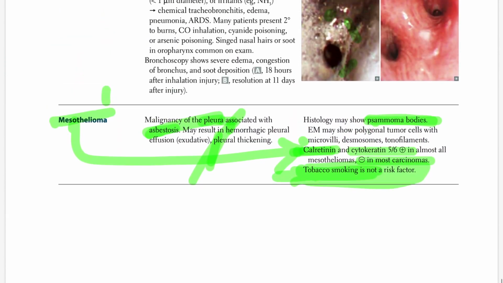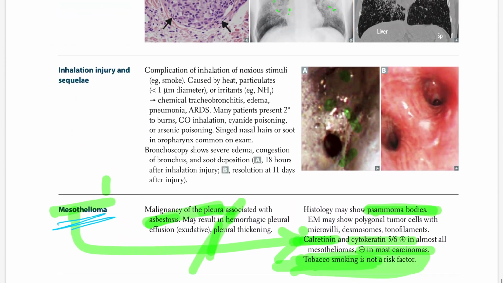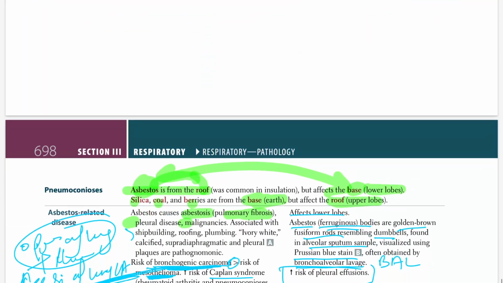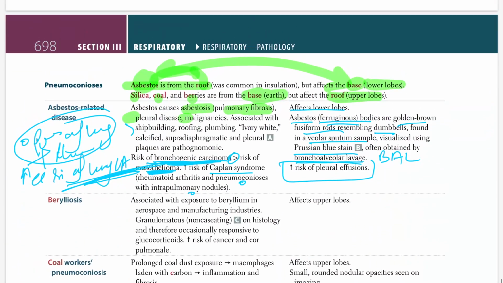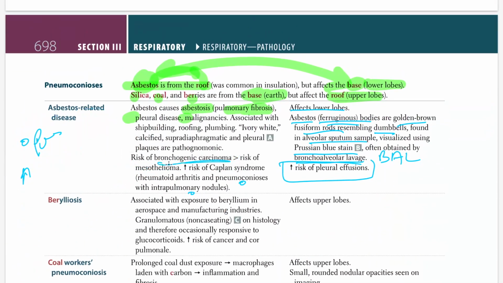But what did we talk about in mesothelioma? We said mesothelioma is associated with asbestosis. So if you have mesothelioma, it's going to be with asbestosis. But with asbestosis, you're not going to look at mesothelioma in the first place; you're going to think about bronchogenic carcinoma first and then mesothelioma second. That's an important fact.